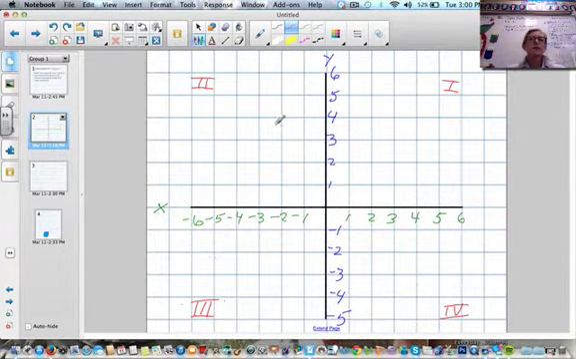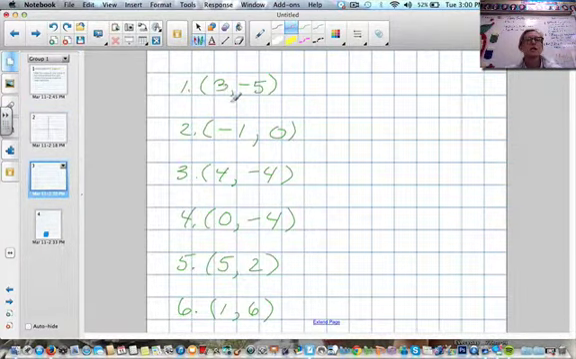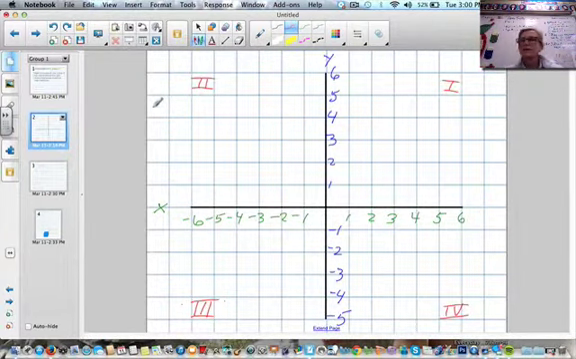All right, so I'm just going to model for you plotting some points on here. I'm going to flip back and forth between these two slides. So the first one, let's plot these points: 3, negative 5. So 3 tells me I need to move over 1, 2, 3. So here's my 3. And then negative 5. Because it's negative, I'm going to move down. 1, 2, 3, 4, 5. So I'm going to plot my point right there.